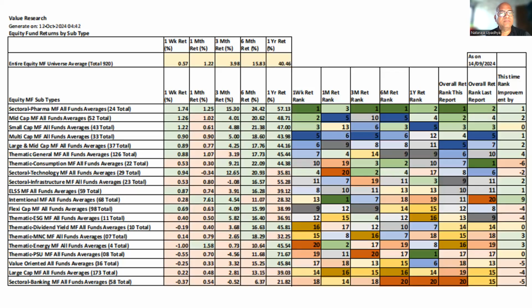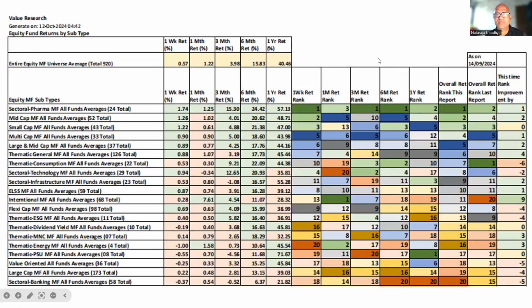Then improvement for MNC and energy funds, no change for PSU funds, and slippage by 5 positions for value oriented, by 4 positions for large cap, and 5 positions by sectoral banking. So that is the worst one, banking. So that is the summary of this.